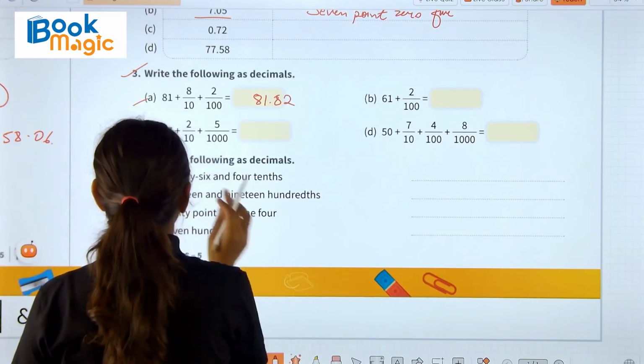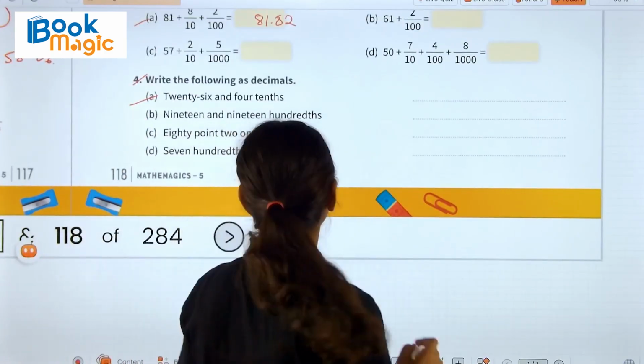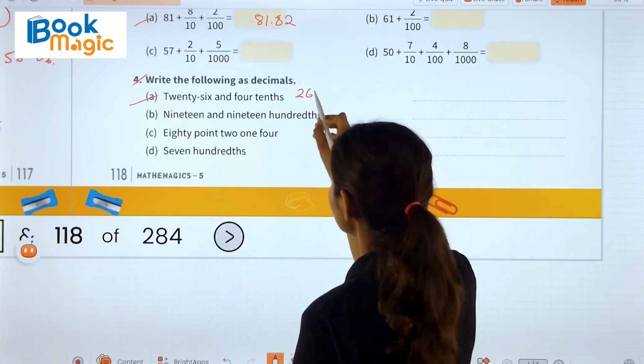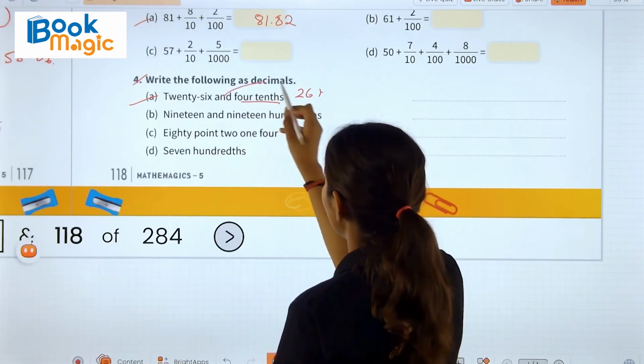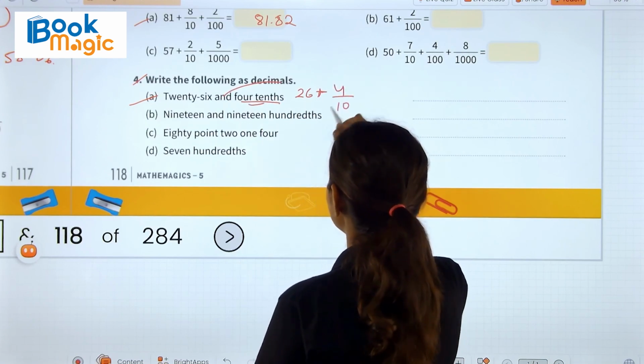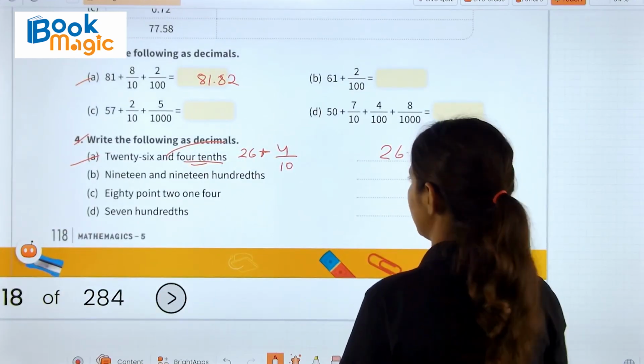Then we have question number 4. Write the following as decimal. 26 and 4 tenth. That means it is saying 26 is a whole number, then there is a plus sign. Now 4 tenth, that means 4 by 10. So it means 26.4. Okay.